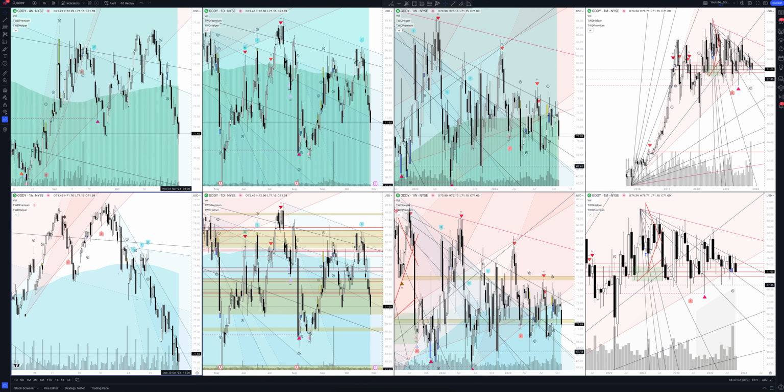Today we will take a look at GoDaddy Inc. stock. Let's analyze the market situation and find out how you can make money on it. Let's start.